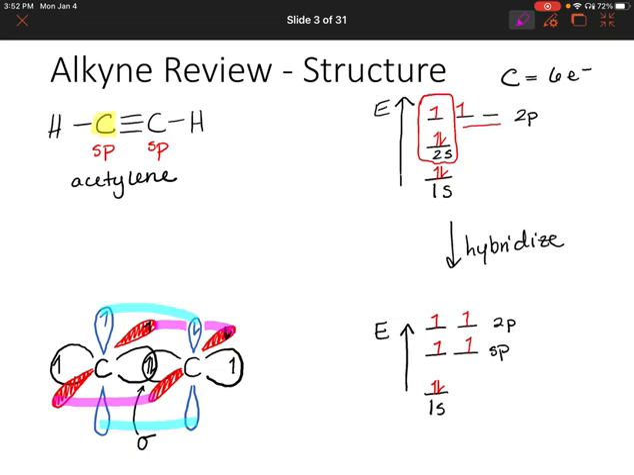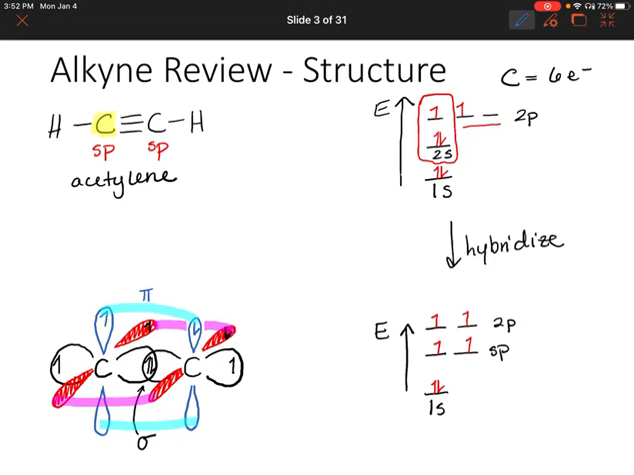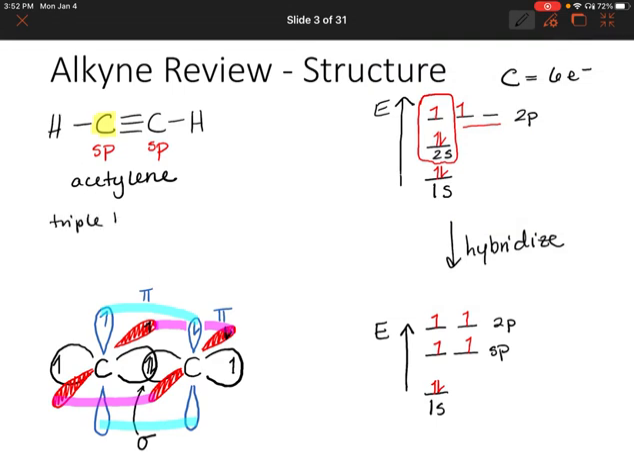So even though I drew those electrons as being statically placed, so they're staying still, they're actually moving around. So there's an equal likelihood that they're on the top or on the bottom. So we get that kind of top and bottom electron density, or back and front. So those are our pi bonds. Okay, so again, remember a triple bond is made up of one sigma bond and two pi bonds.